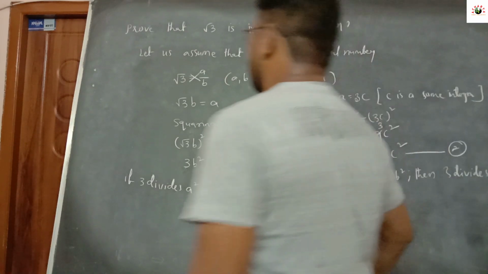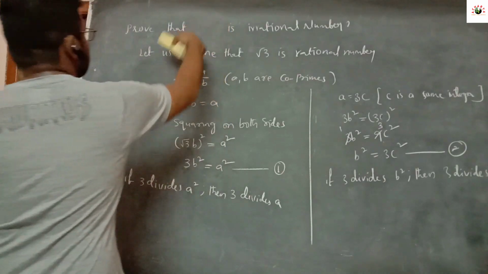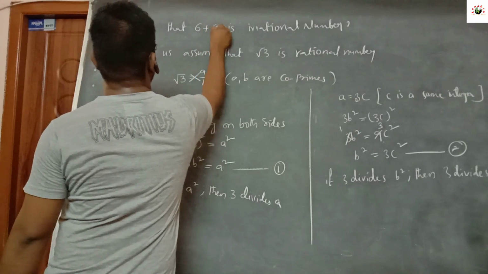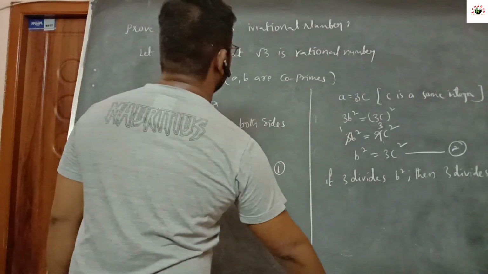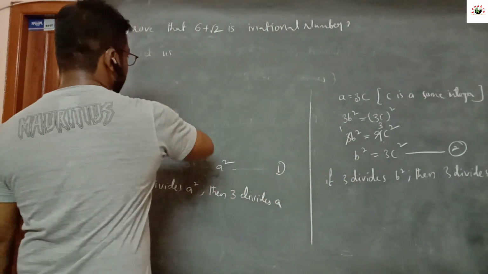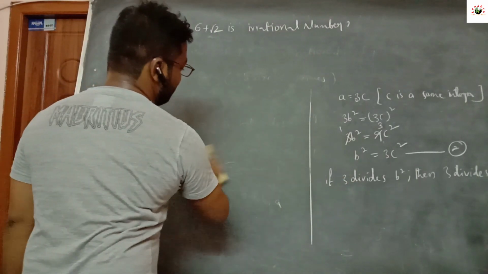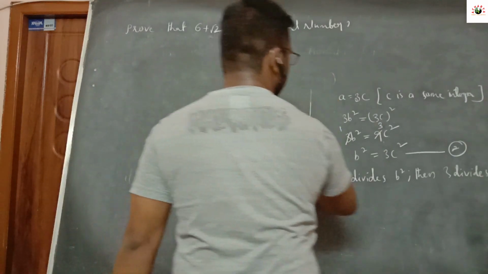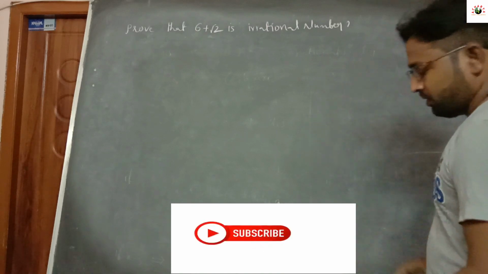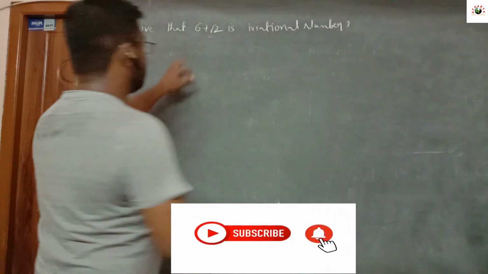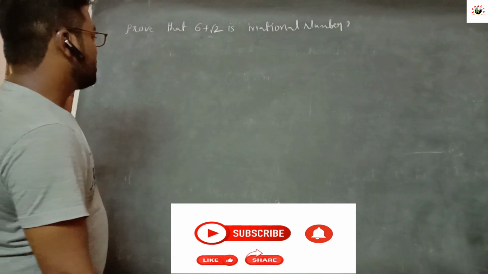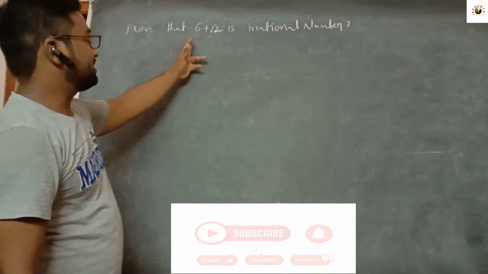Now let us discuss one more example. Prove that 6 plus root 2 is an irrational number. In the previous problems we took only one number, like root 3, root 2, root 5. Now we are going to take 6 plus root 2. So let us take 6 plus root 2.